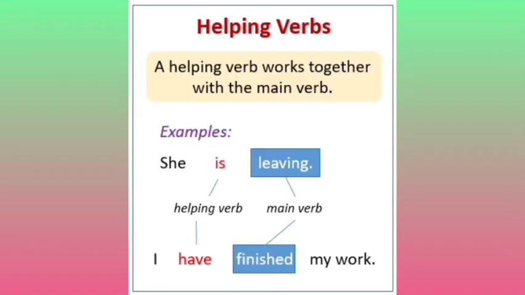We need to learn that. A helping verb works together with the main verb. Okay, and helping verbs are also called auxiliary verbs. For example, she is leaving. Is, this one is the helping verb, and leaving, main verb. I have finished my homework. Have, helping verb, and finished, this is the main verb. Okay, students? So helping verbs help the main verbs to frame sentences.